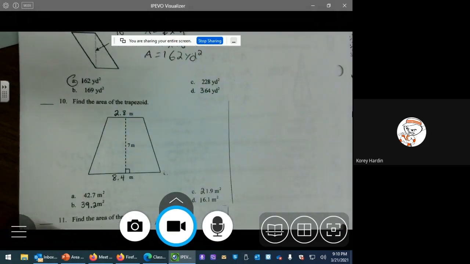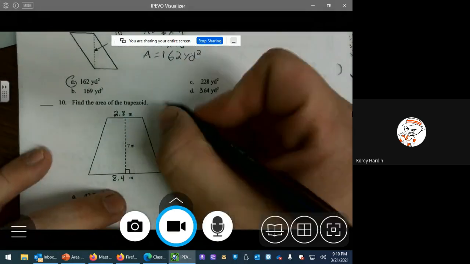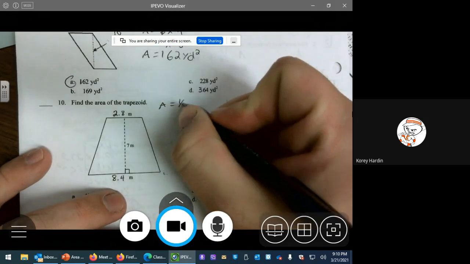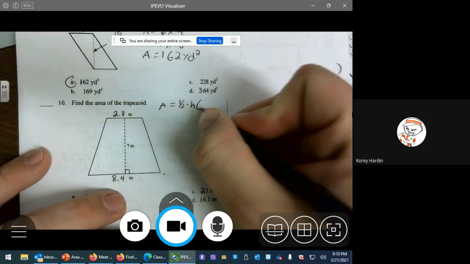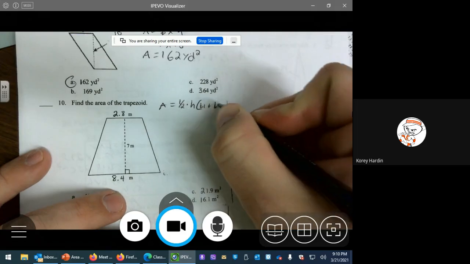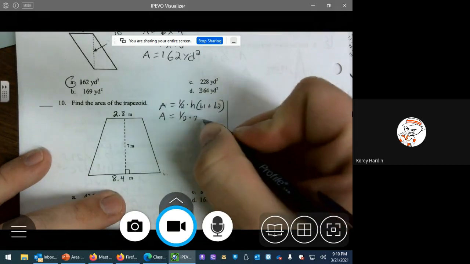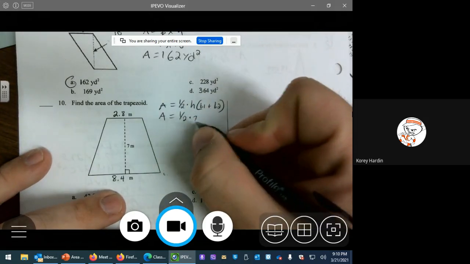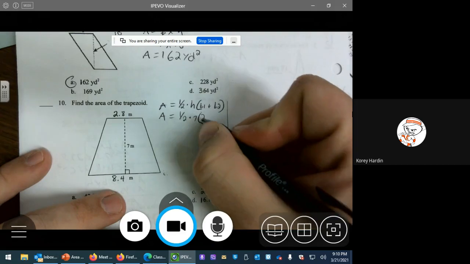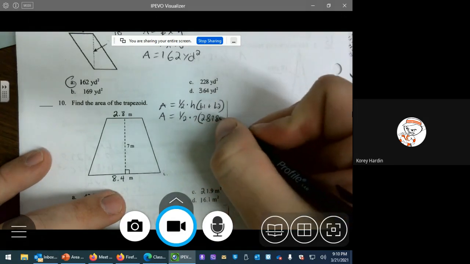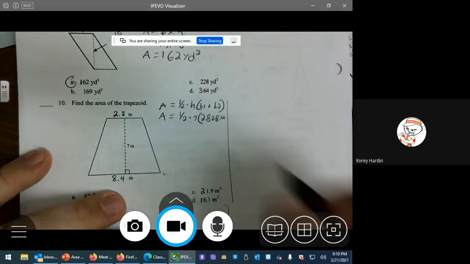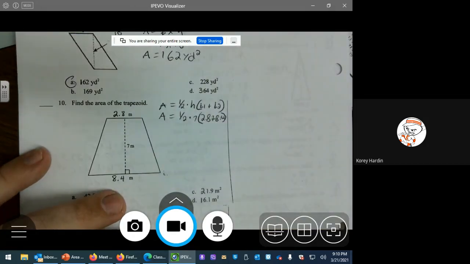Find the area of the trapezoid. Trapezoid. So remember our formula for trapezoid was area equals 1/2 times height. And then in parentheses I had B1 plus B2. So area equals 1/2 times 7. And then we've got in parentheses 2.8 plus 8.4. Okay, so PEMDAS tells us we do that first in the parentheses. 2.8 plus 8.4. I get 11.2.